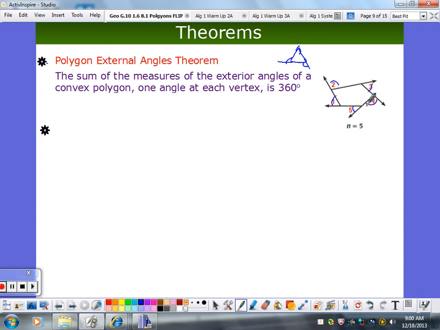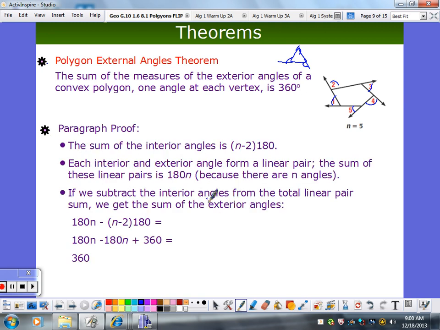And here's something kind of amazing. No matter how many sides you have, the exterior angles always add up to 360. Isn't that amazing? It's always going to be 360. You can have, what is that thing, a googolgon? Yeah, all the exterior angles are going to add up to 360. How come?